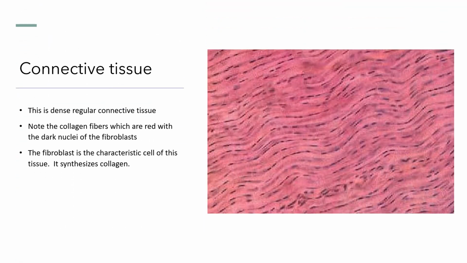Connective tissue. This is dense, regular connective tissue. And note the red collagen fibers, which are intermingled with the dark nuclei of the fibroblasts. The fibroblast is a characteristic of this type of tissue. And fibroblasts make collagen, which is the red stuff.